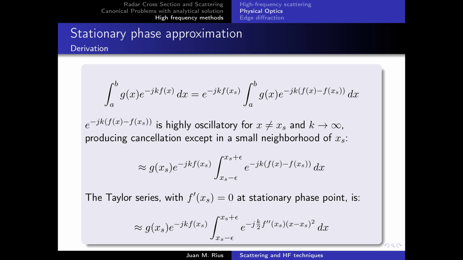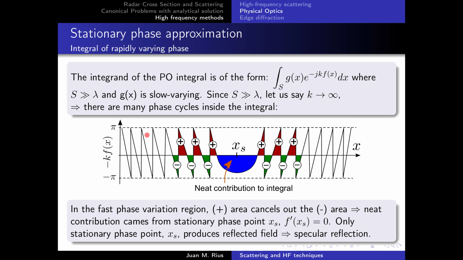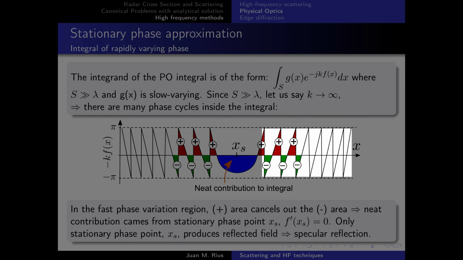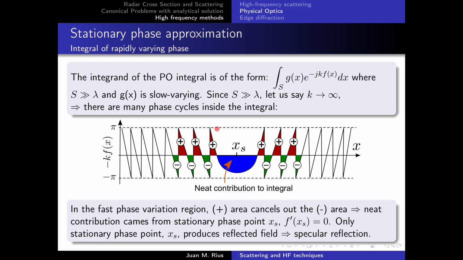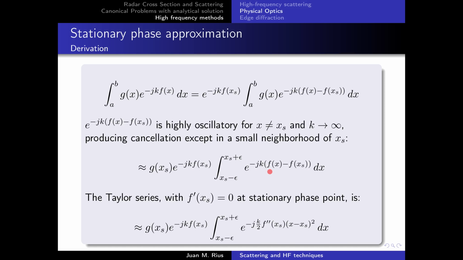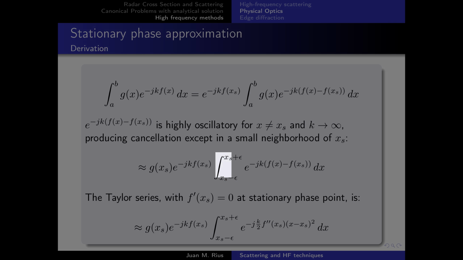Then we have this cancellation in this region, so the only contribution comes from the neighborhood of the stationary phase point. So here we remove all the pairs that cancel out and retain only the neighborhood of the stationary phase point.